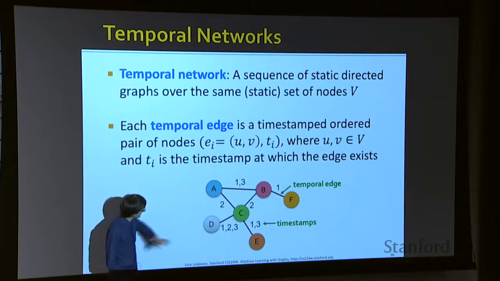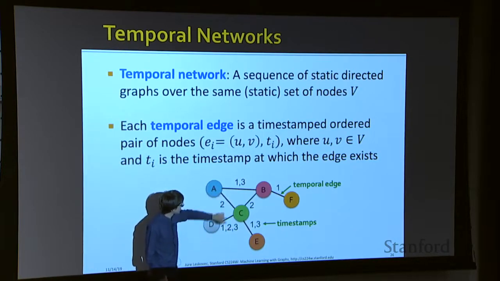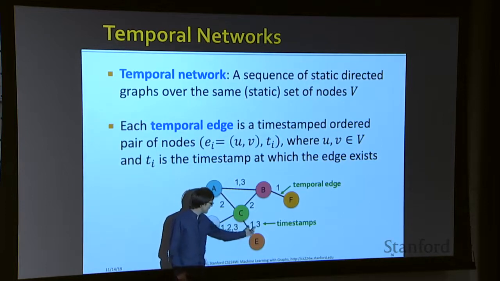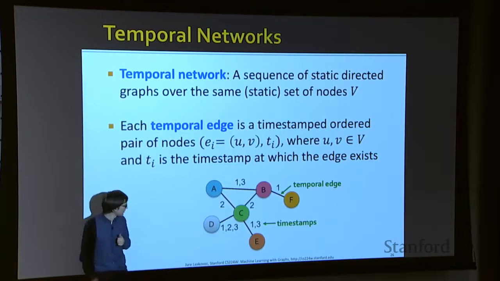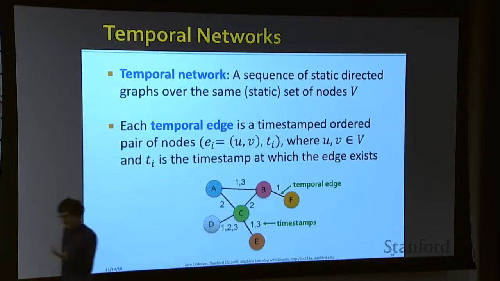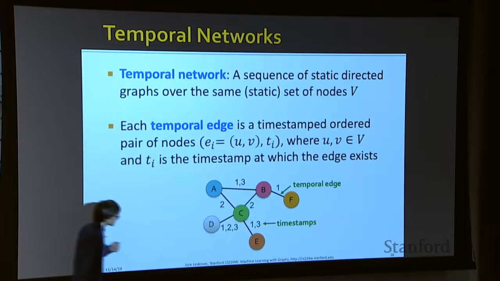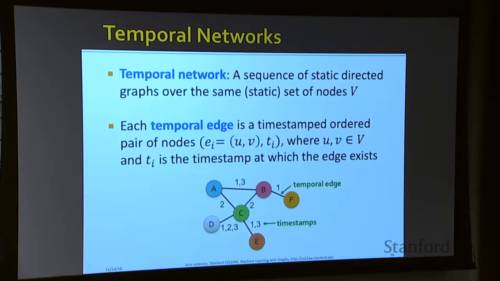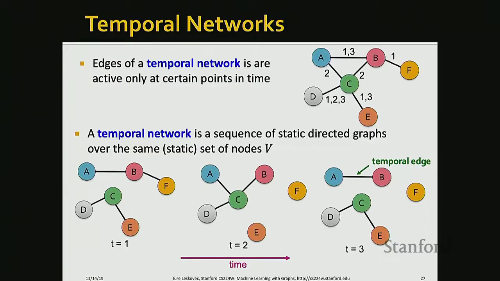So the way I could think of this is, if I have the network, this edge AC existed at time 2, CD existed at times 1, 2, and 3, CE only existed at time 1 and existed at time 3, but at time 2 it wasn't here. That's what we would like to capture. And these edges we will call temporal edges because they can exist or not exist. Okay? And now we can think of temporal networks as a sequence of static graphs where every graph has the same set of nodes, and then the edges change, right?